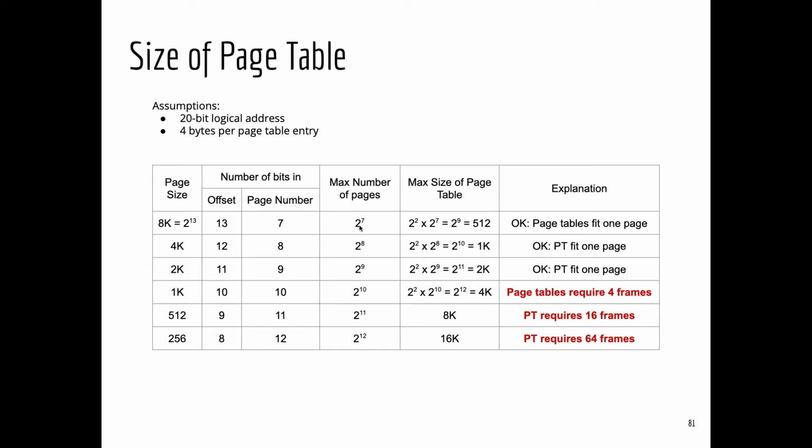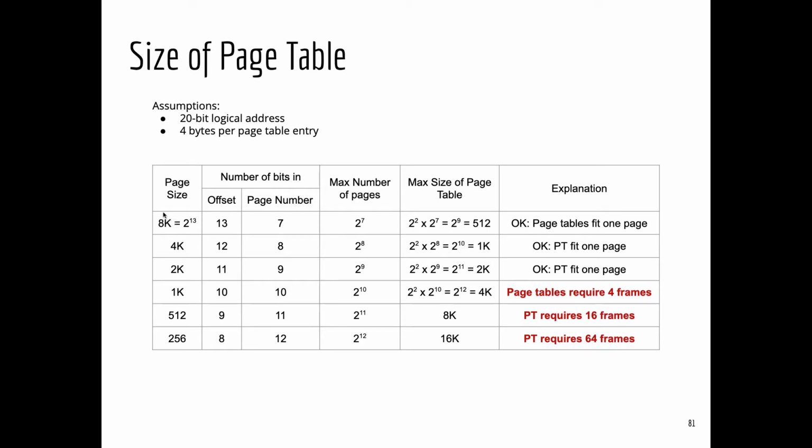Now combining the information from earlier, because each page table entry requires 4 bytes, if you have 2 to the power of 7 pages, the page table size would be 4 times 2 to the power of 7. So 4 is 2 to the power of 2, and then 2 to the power of 7. If you multiply them together, you get 2 to the power of 9. So for this case, the maximum size of your page table will be 512 bytes.